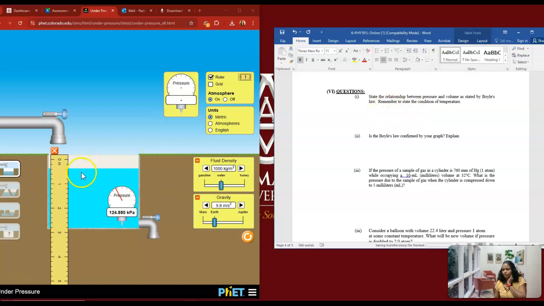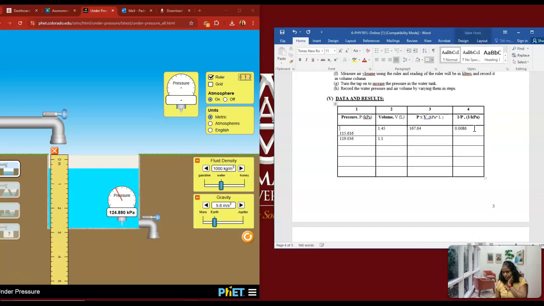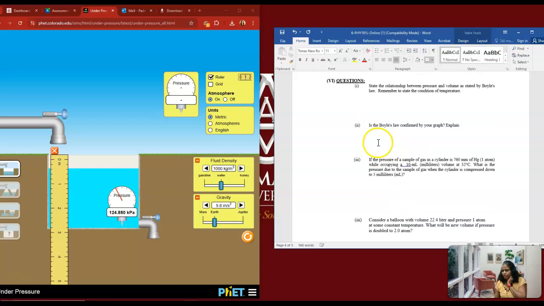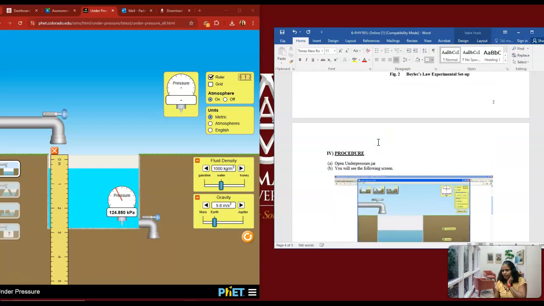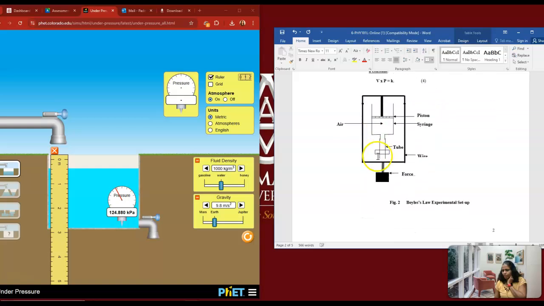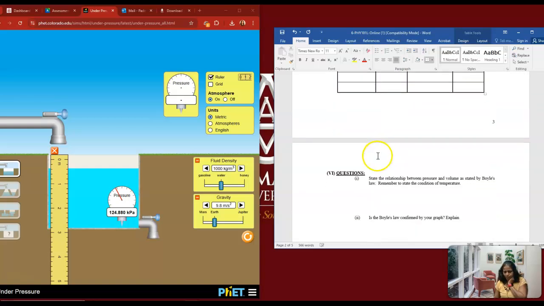So with these two readings, you just understood that as the pressure is increasing, the volume is decreasing. So that's what Boyle's law is saying, that as the pressure increases, the volume decreases. And so you're going to answer these questions right here, and based on the formulas given up right here, you're going to do the problems and submit the report.